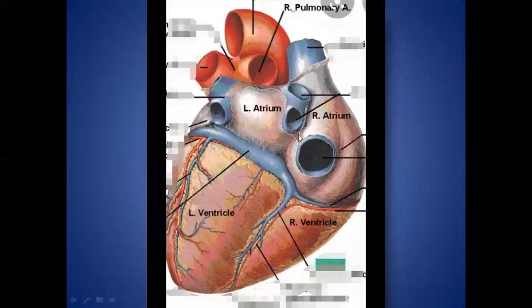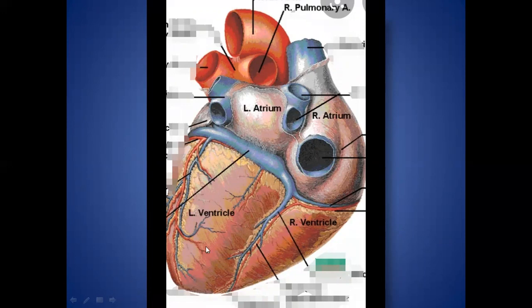Chambers of the heart. You can see there are four chambers of the heart: left atrium, right atrium, left ventricle, and right ventricle. The two upper chambers are called atria. Separately, they are called atrium: left atrium and right atrium. The two lower chambers are called ventricles, left ventricle and right ventricle. So these are the four chambers of the heart.